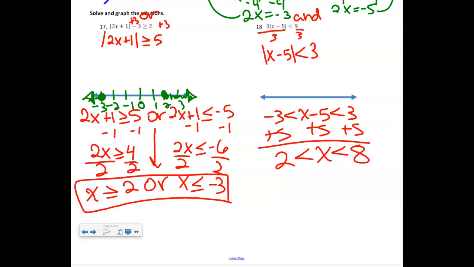Okay. From here now, we're going to put this on our graph. I'm going to go by 2 since we have to go all the way up to 8. All right, so both of these are going to have an open dot. So I have an open dot at 2, open dot at 8, and then since it's an and, we have to shade in the middle.